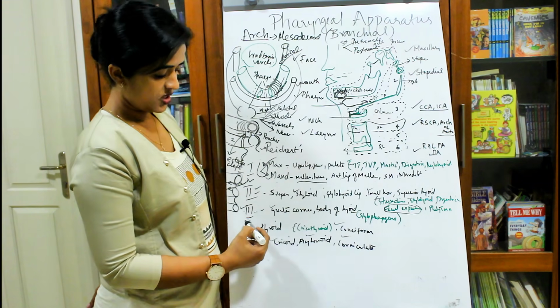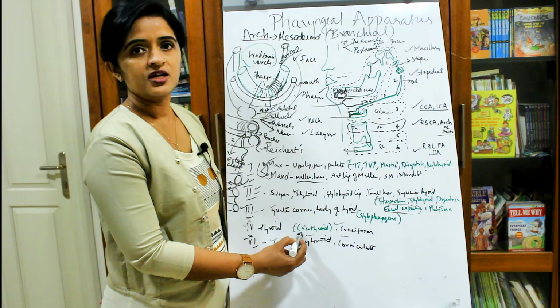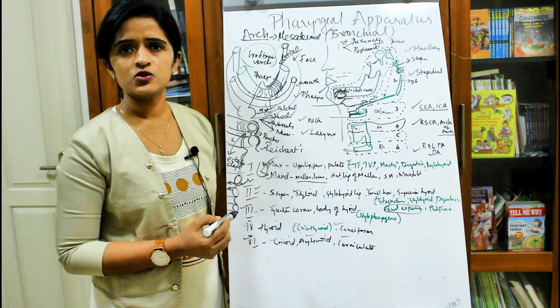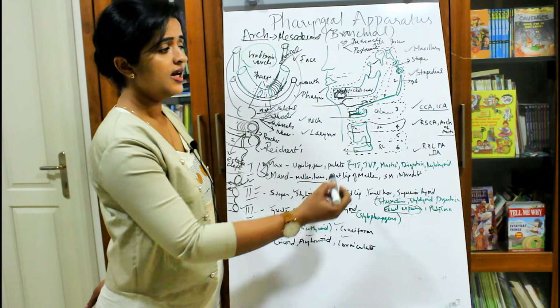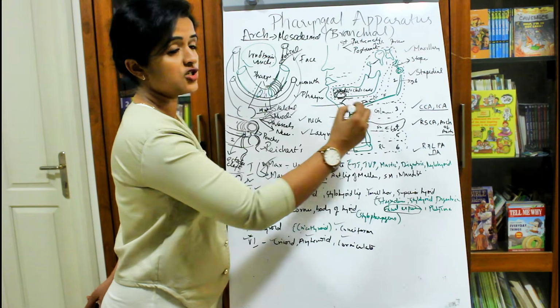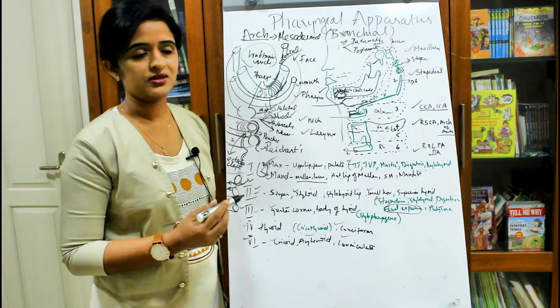And what about the fourth arch? Let's see the fourth arch muscle, that is the cricothyroid, the only intrinsic laryngeal muscle which is situated externally. So what is the nerve supply to that arch? That will be the external laryngeal nerve, which is a branch of the superior laryngeal nerve. The superior laryngeal nerve again is a branch of the vagus.